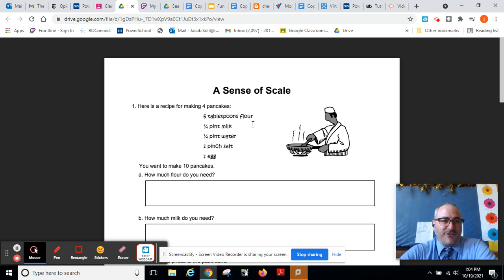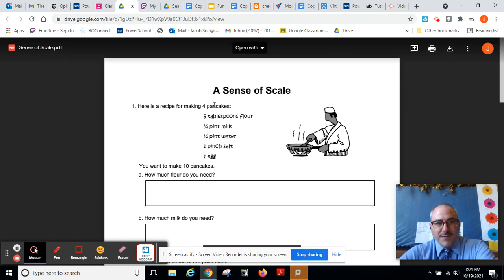6 tablespoons of flour, 1/4 pint milk, 1/4 pint water, 1 pinch of salt, and 1 egg. That's a recipe. That's not even a pancake. That's like a crepe. That'd be like one of those really thin pancakes, right? That's going to be a really thin pancake. Okay, this recipe makes 4 pancakes.